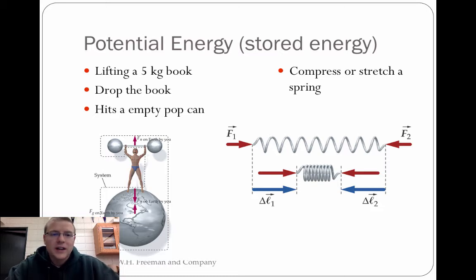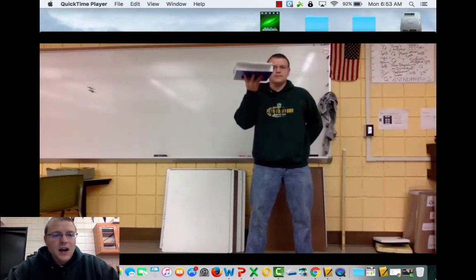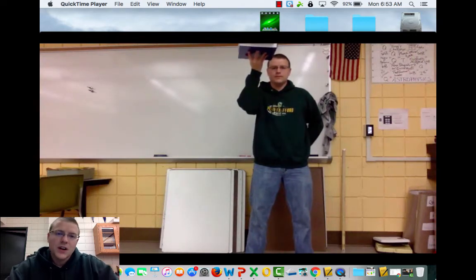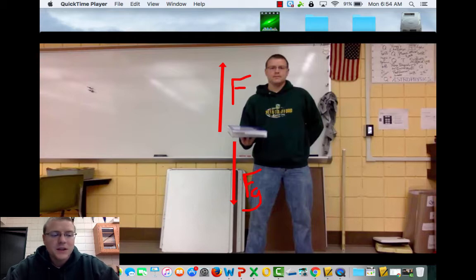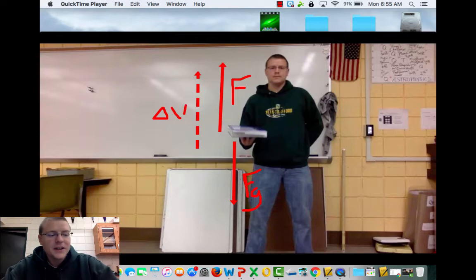First, we're going to look at lifting a book. As the book is lifted, I push upwards on the book while the force of gravity is pushing downwards. The book is going through a displacement. That displacement is in the upwards direction, and that means I have done positive work. Energy has left me and gone into the book, while gravity did negative work during that same displacement.